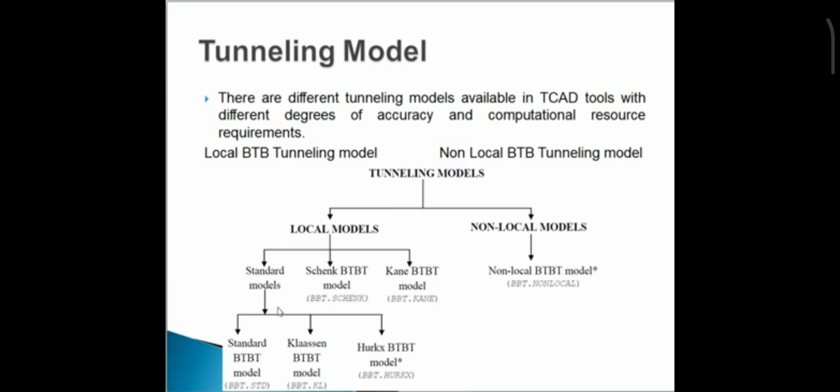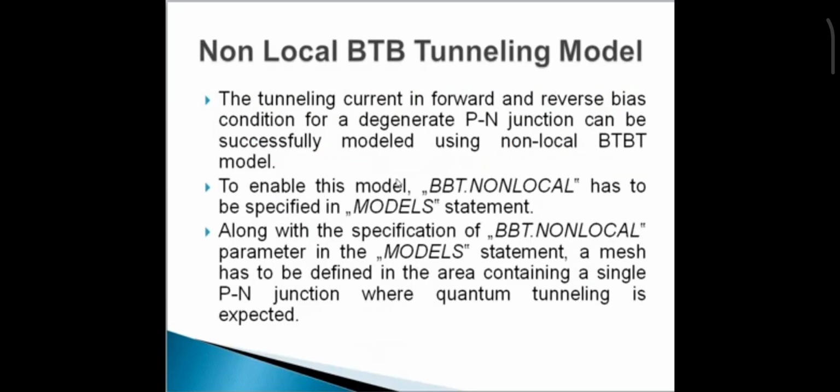The tunneling current in forward and reverse direction for a degenerate PN junction can be successfully modeled using the non-local band-to-band tunneling model. The tunneling mechanism is only applied to degenerate PN junctions. The degenerate PN junctions are used in TFET structure. For understanding more about this degenerate PN junction model, you can search on Google. To enable this non-local band-to-band model, we use the bbt.nonlocal command. bbt.nonlocal has to be specified in the model statement.